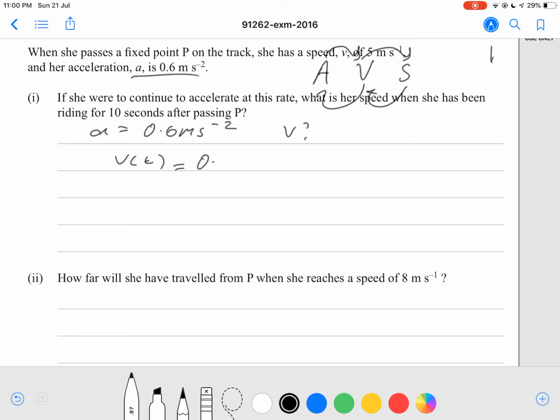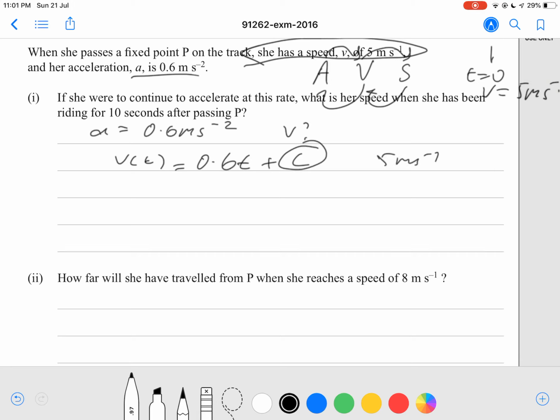So v of t, we need to integrate this. So that becomes 0.6 t plus c. C is an unknown value, but you know that she has a speed of 5 meters per second originally. That means that when t equals 0, our v equals 5 meters per second. So therefore, our c value must be equal to 5. Therefore, our v of t is actually 0.6 t plus 5.